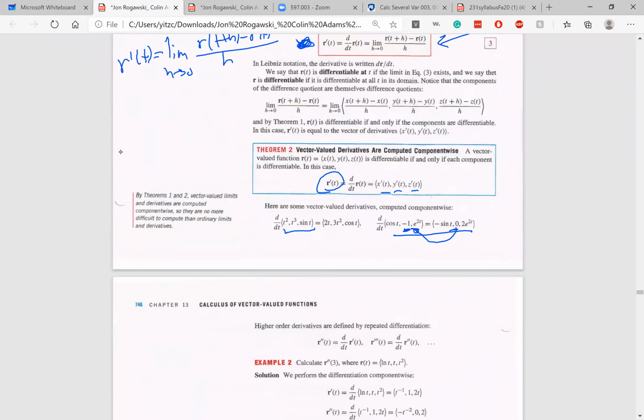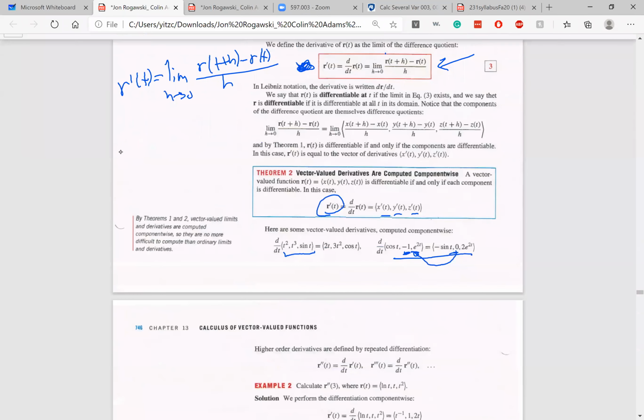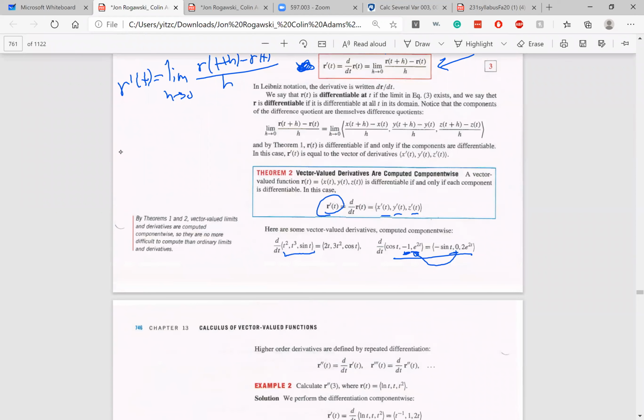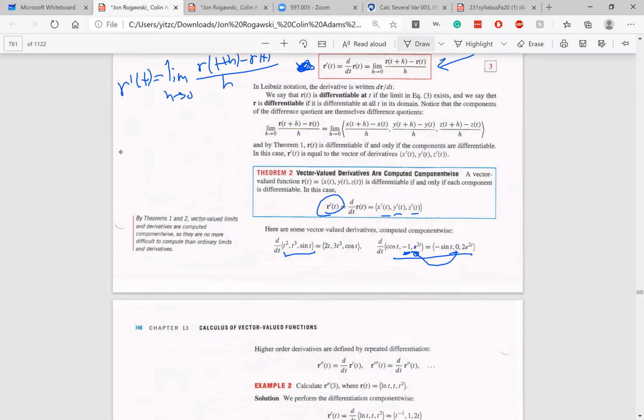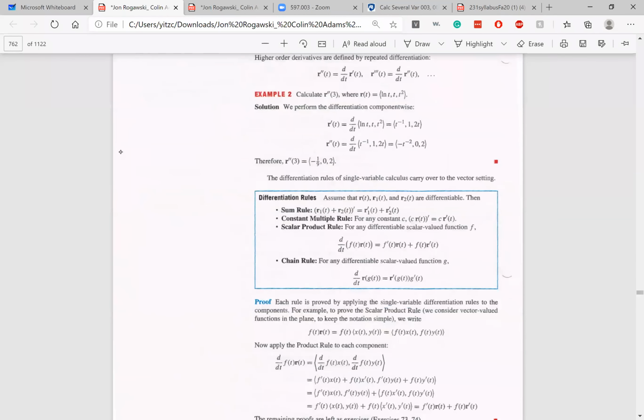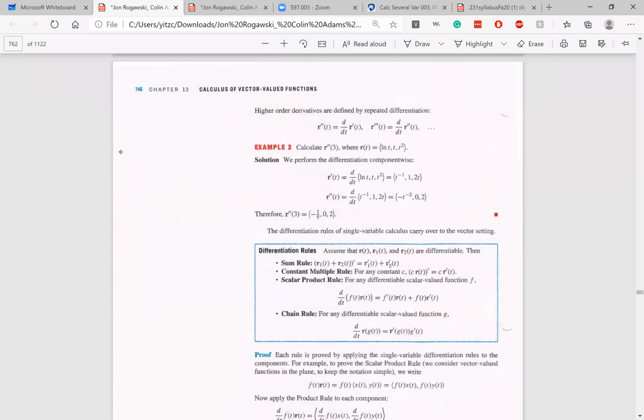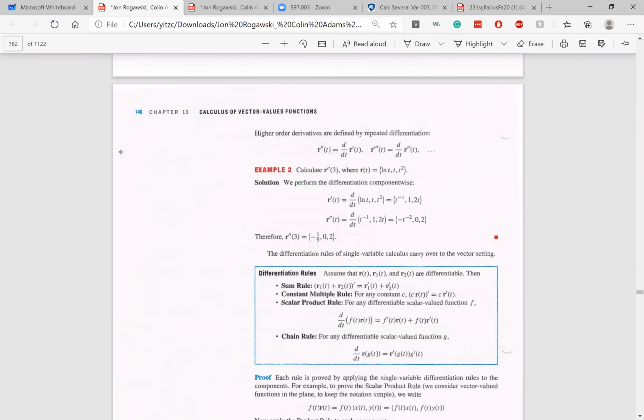So then we said we can take the derivative of each one of these components. The derivative of t squared is 2t, the derivative of t to the third is 3t squared, the derivative of sine is cosine. And then for this problem, we have the derivative of cosine of t is negative sine, the derivative of negative 1 is 0, and the derivative of e to the 2t is 2e to the 2t. And then that's what we got up to. Any questions about this?